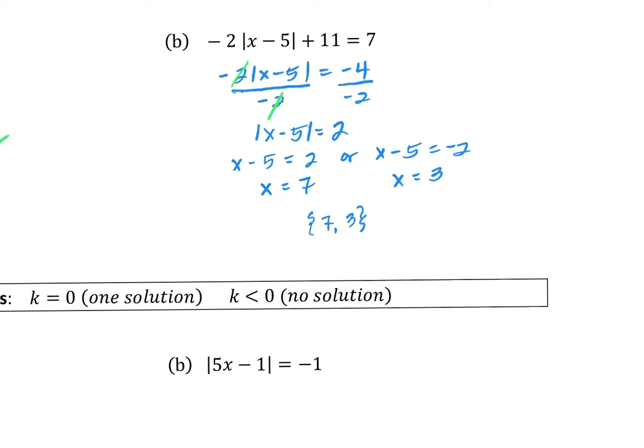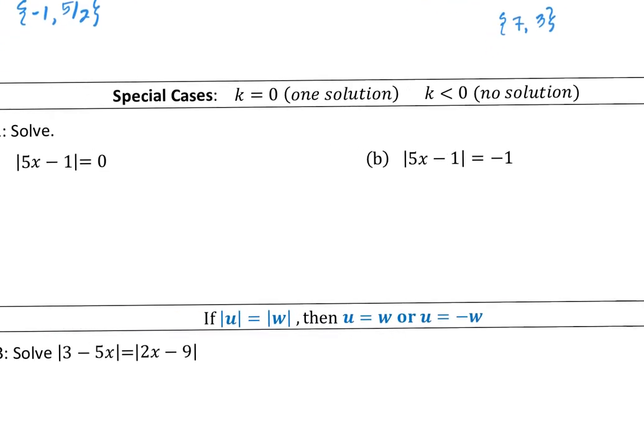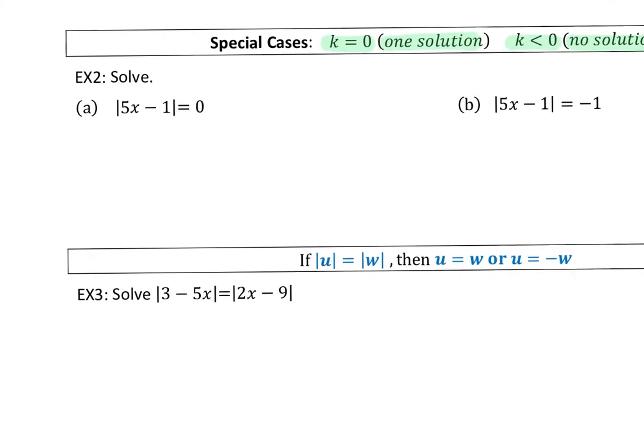There are some special cases. So the question comes up, what if the k value is not positive? And then we have these two situations. The first one says if k is equal to 0, there's only one solution. And then if k is less than 0, so it's negative, we have no solution. And these should make sense once we go through them.